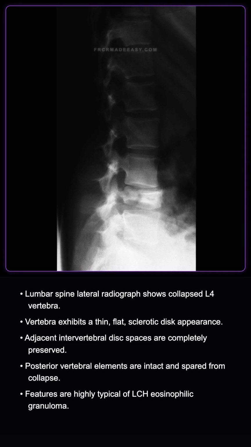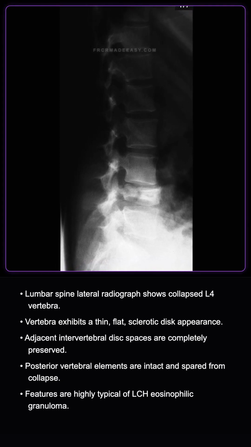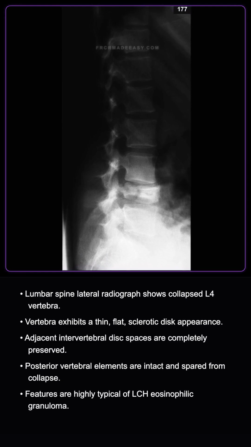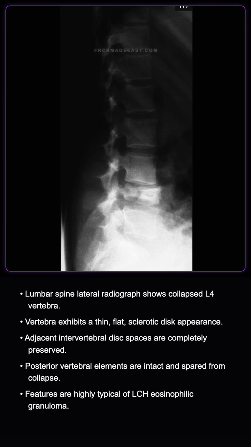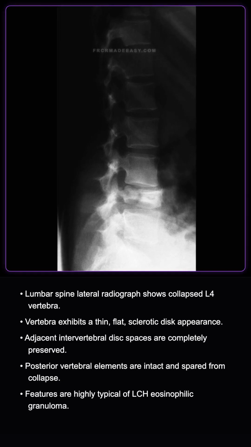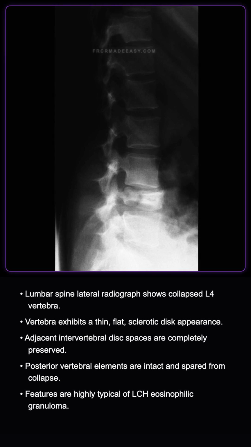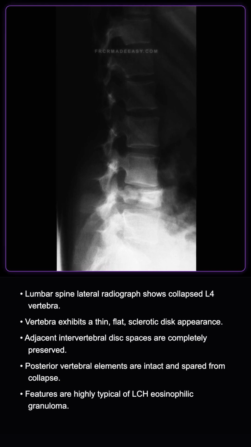into a thin, flat, sclerotic disc. The adjacent intervertebral disc spaces are completely preserved, showing no narrowing or degeneration. The posterior elements of the affected vertebra appear intact and are spared from collapse. There is no significant kyphotic deformity or associated paraspinal soft tissue mass. These features of vertebra plana in an adolescent are highly suggestive of an eosinophilic granuloma.